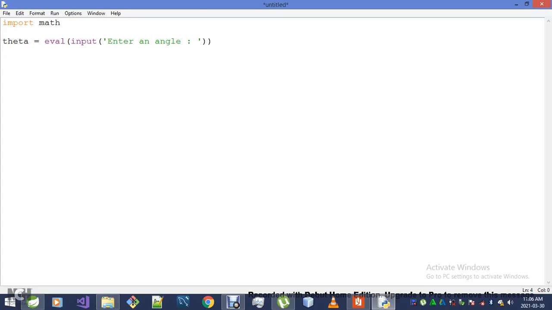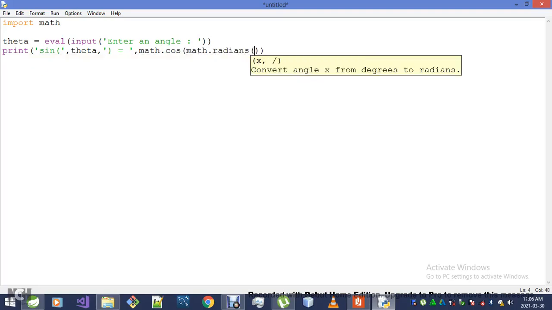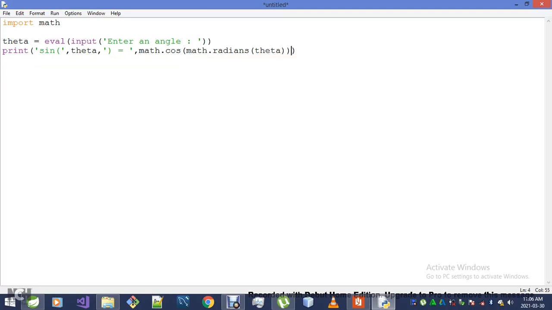So here's the deal. I'll simply go print math.sin, math.radians, theta, and we close the brackets. Then right here we put math.cos, math.radians, then theta. As for my separator, I need to add that.